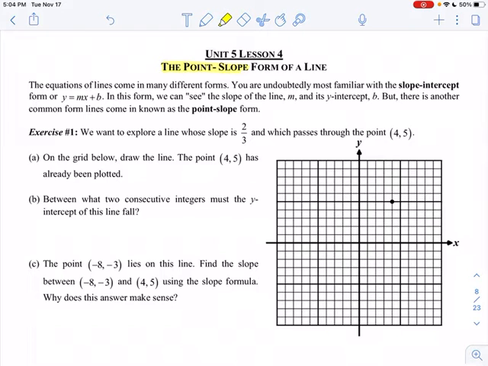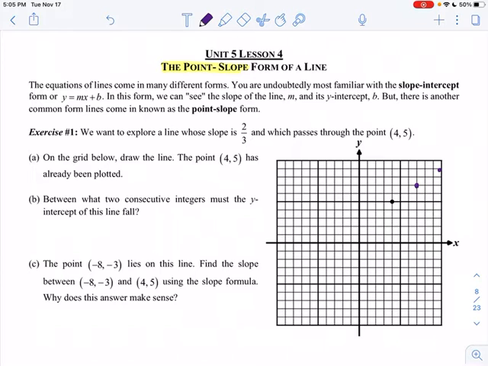Let's look at the line whose slope is 2/3 and which passes through the point (4, 5). So I already have the point (4, 5) graphed. What I'm going to do is draw the line that goes through that point that has a slope of 2/3. So from this point, I'm going to go up 2/3. So that's right there, up 2/3.